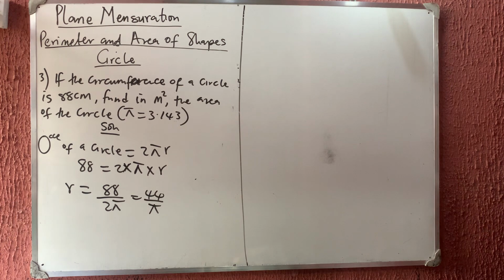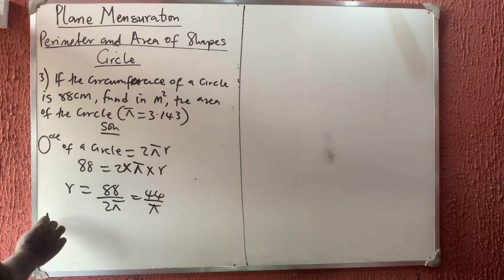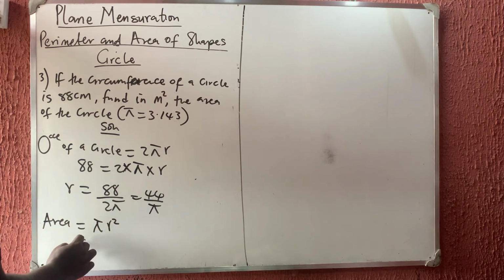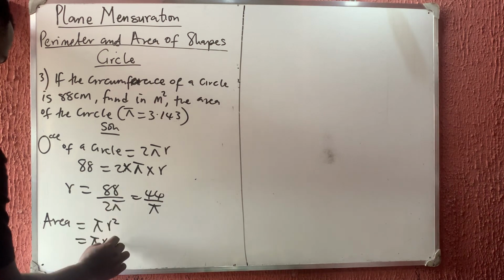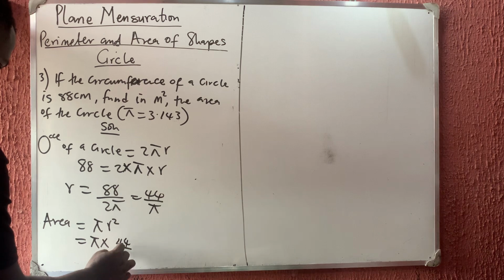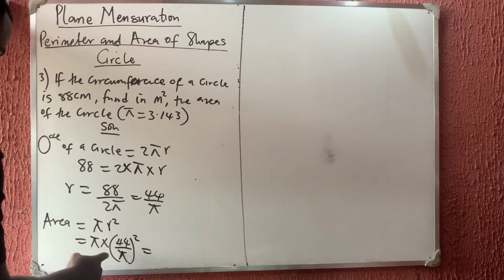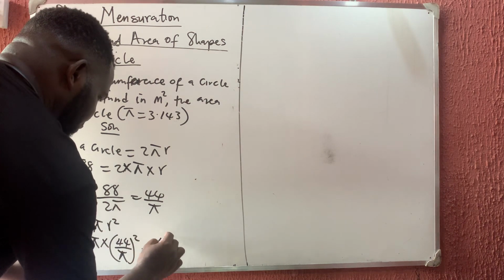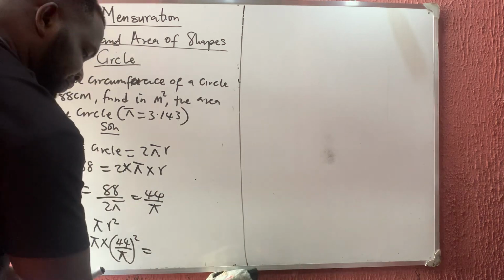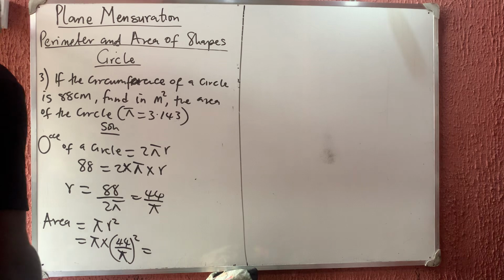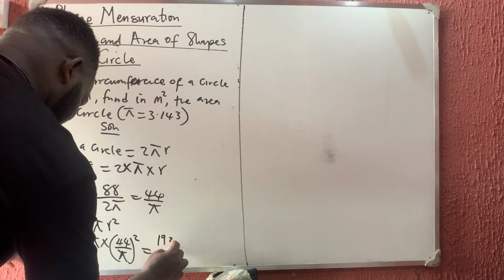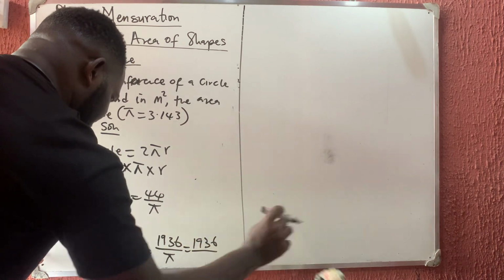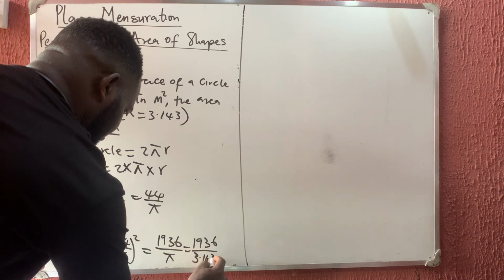Now, the next thing is that they say we should find the area. But I know that the area of a circle is pi r squared. So which is pi times, what is my r? 44 over pi, all squared. So if pi takes care of one of the pi here, I'm going to have 44 squared over pi. 44 squared will give you 1936 over pi, which is 1936 divided by 3.143, like they gave me.